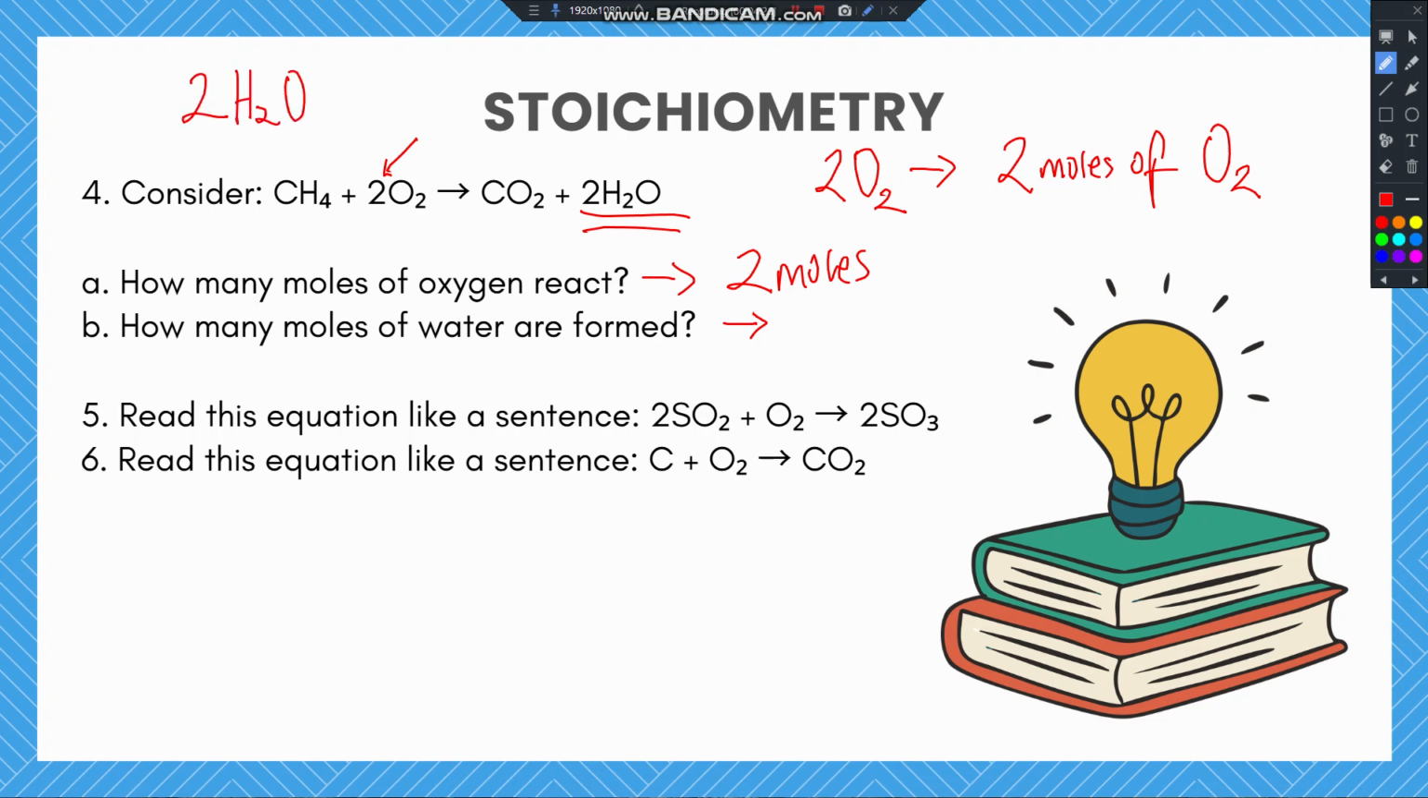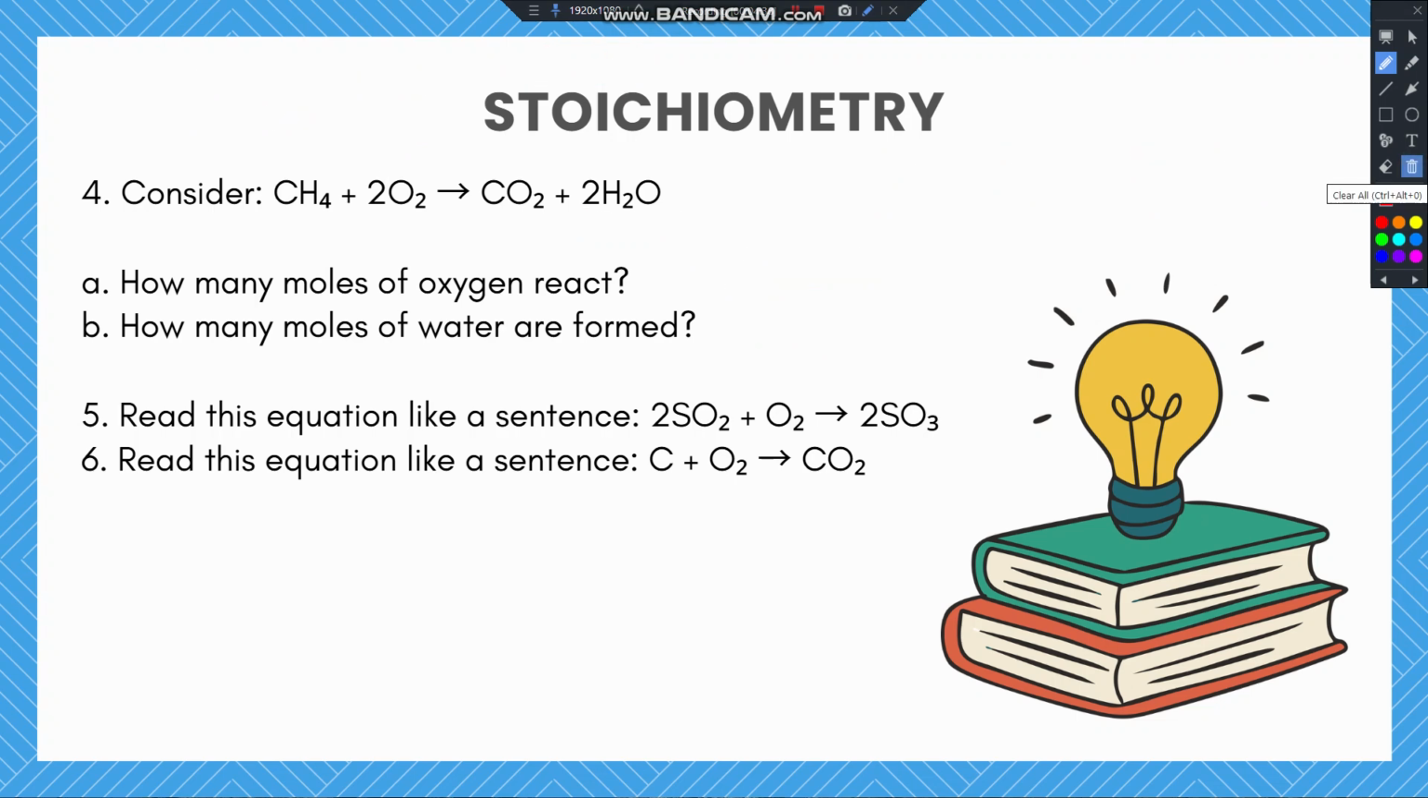So that automatically means that we have 2 moles of water, which is H2O. The answer to that question is also 2 moles of water are formed. Next up, we have reading for chemical equations. So we are asked to read a chemical equation like a sentence.